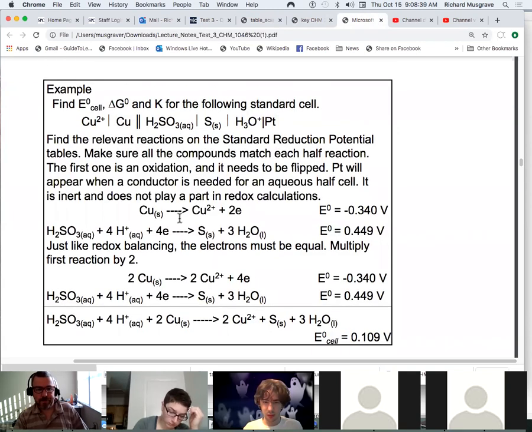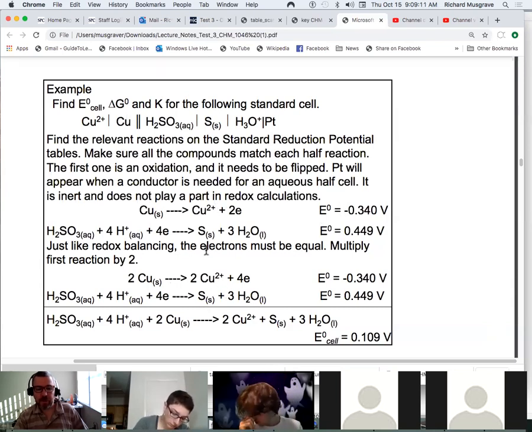So I know that for the first one, that's the one I have to flip. I flipped it automatically. I didn't even write this down. But as a reduction, it was copper 2+ plus 2 electrons gives copper, and it was positive 0.340 volts. All I've done here is just flipped it automatically. Remember, I flipped it because the first one is always the anode. It's where oxidation is occurring. So I always know that I have to flip the first reaction, which is exactly what I did.